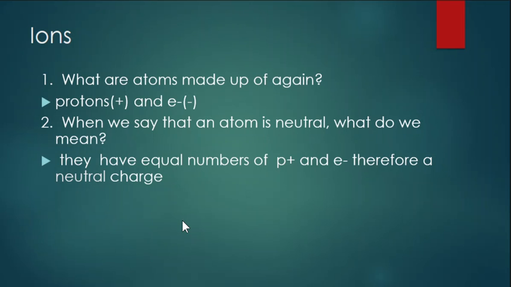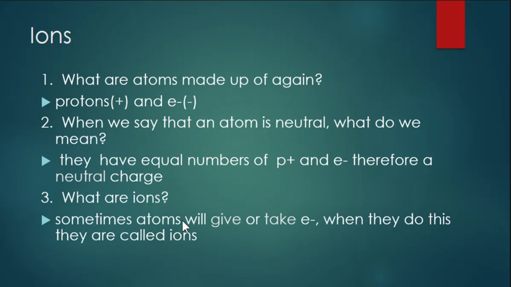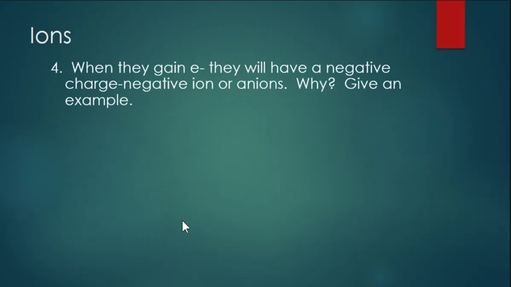So those are atoms. We're not going to deal with atoms often. We will deal with ions. What are ions? When an atom loses or gains electrons, it is now called an ion. So an ion is an atom that is no longer in its natural state. It has lost or gained electrons. When they gain electrons, they will have a negative charge, negative ion or an anion.